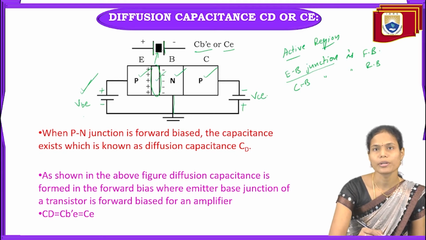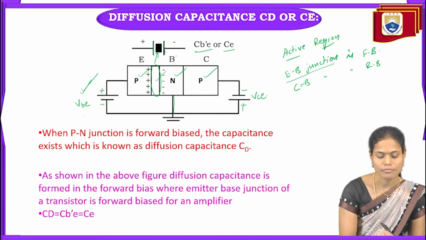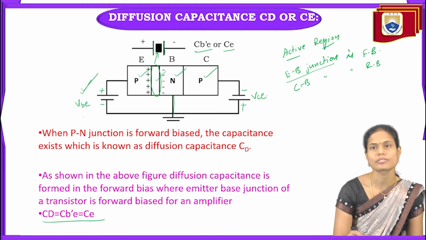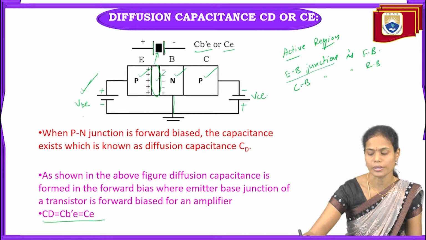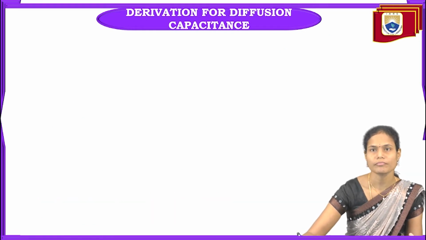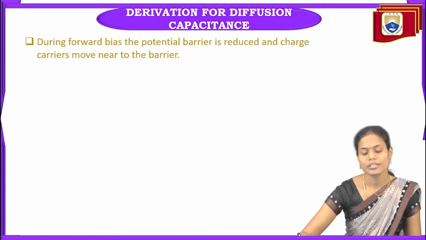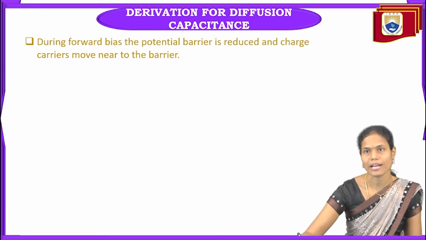As I have already mentioned, once this emitter base junction is forward biased, we will get this diffusion capacitance CB-E or C capacitance. So now we will see the derivation of this diffusion capacitance.